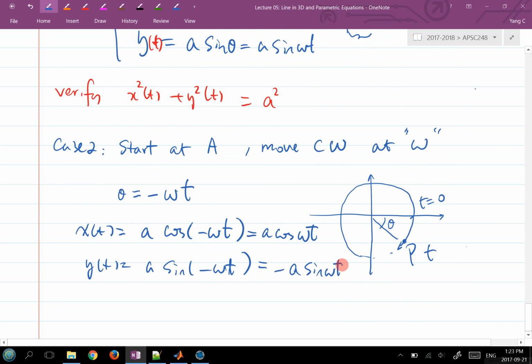Does that make sense? Now you probably will see, is that still the parametric equation for the circle? Well, you can still try to verify, right? You can verify here. How do you verify? Take the x squared plus y squared, and you're still going to get a squared, right?